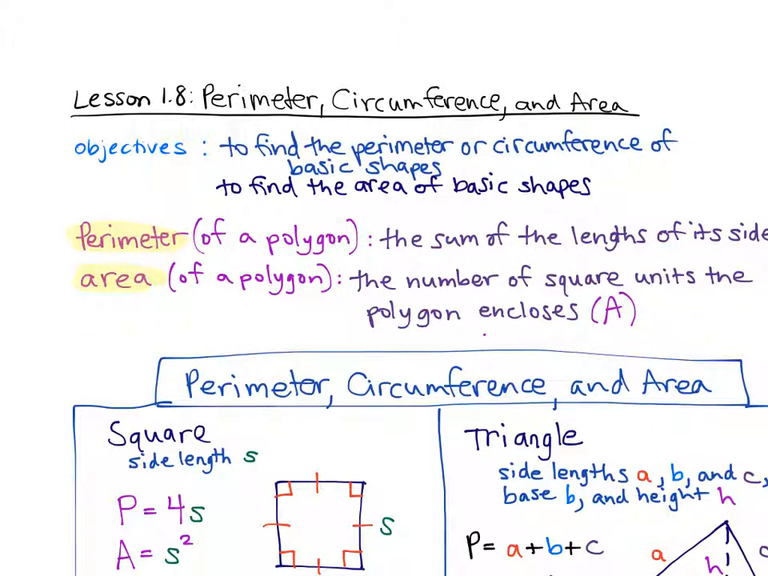This is the video for Geometry Lesson 1.8, Perimeter, Circumference, and Area. So we're going to be able to find the perimeter or circumference of basic shapes and to find the area of basic shapes after this lesson.